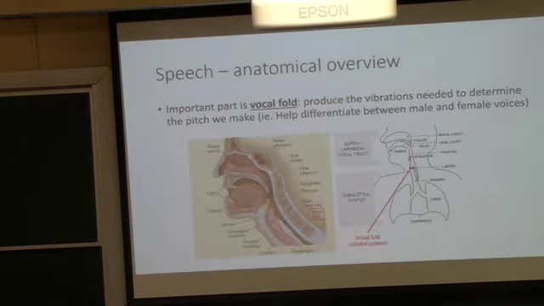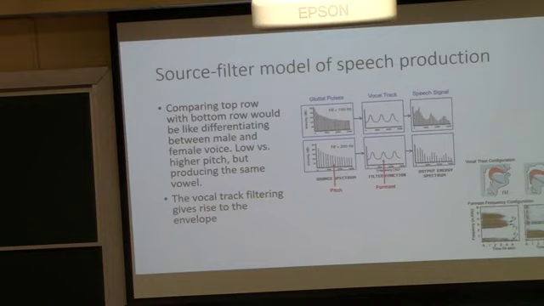And so, just a quick anatomical overview. The part that he really focuses on, you don't have to memorize all these parts, but basically think about the importance of the vocal fold, and that's what he details. The vocal fold is important because it produces these audible pulses, which I'll go into in a few slides. Basically it produces the vibration that determines the pitch we make, and that helps you differentiate between a male and a female voice, or produce a higher or lower pitch voice.